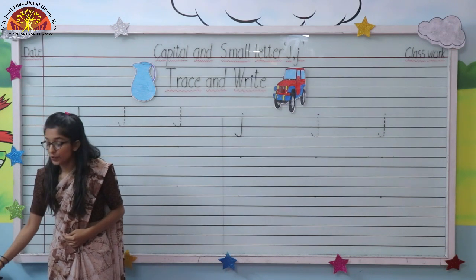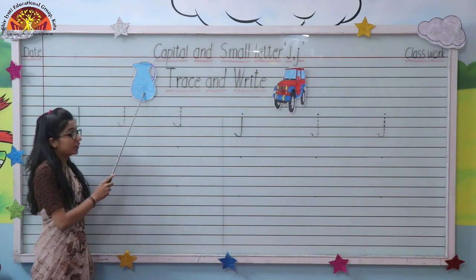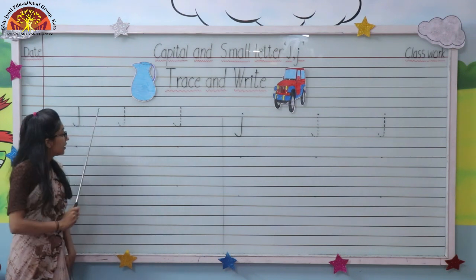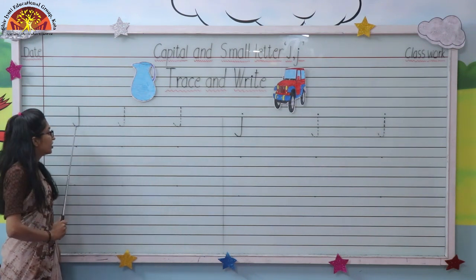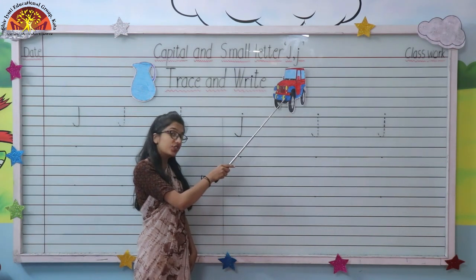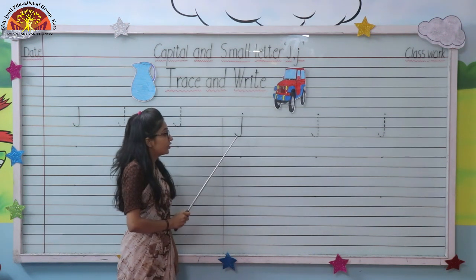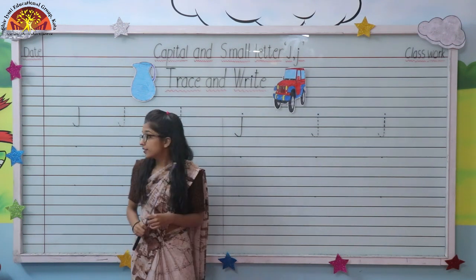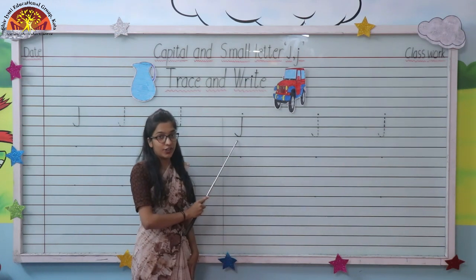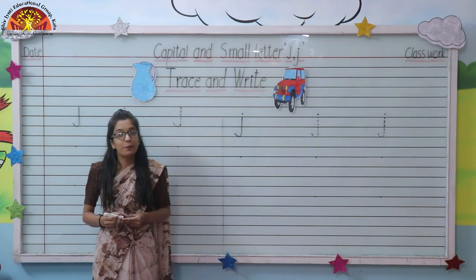Now kids, let's see some pictures related to capital and small letter J. Tell me, what is this? This is a jug. J for jug. And this one is J for jeep. This is a jeep. J for jeep. Kids, this one is capital letter J and this one is small letter J. Now everyone, take out your pencil and hold it properly.